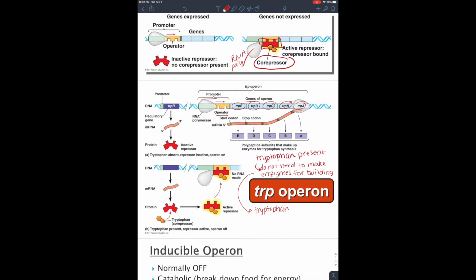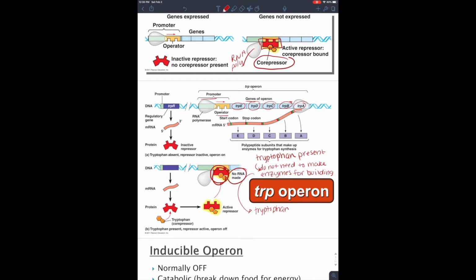Now let's look at that. Here is that operator blocking the RNA polymerase. We are not going to make RNA. We're not going to translate anything. We have blocked it. It's off. The trp operon is off. We went from on to off. We are not making any more.